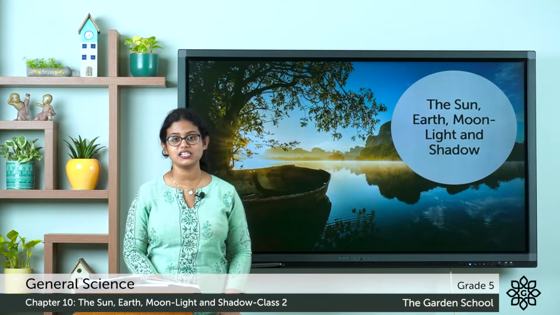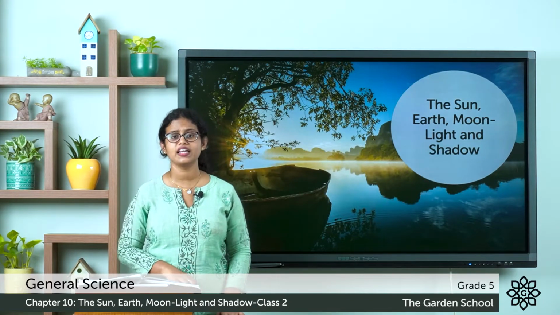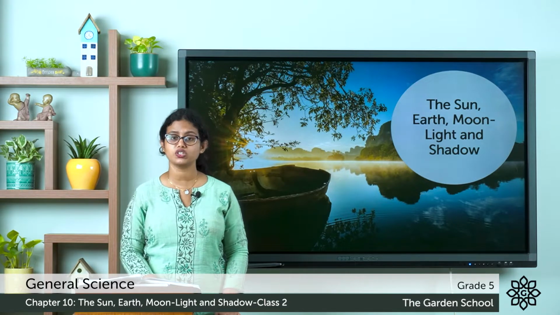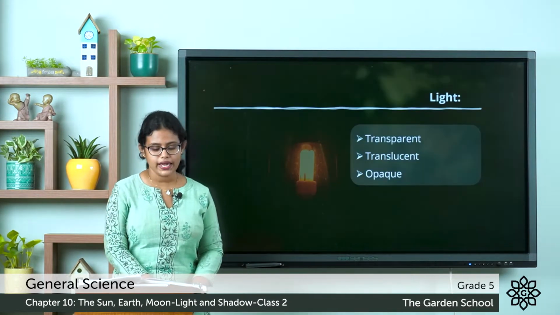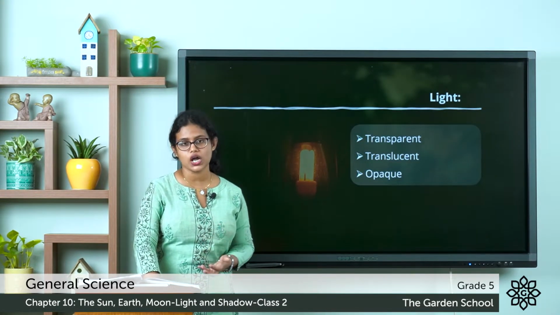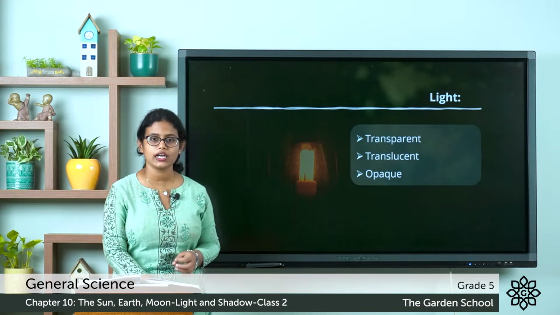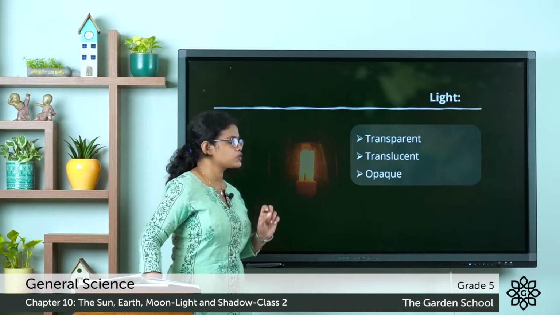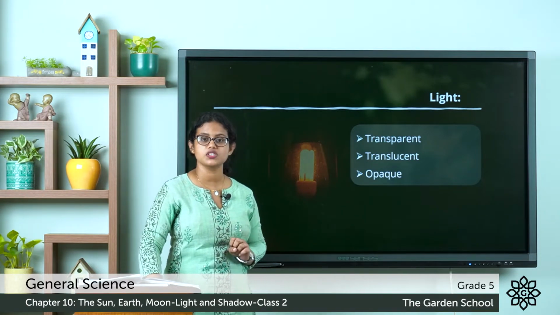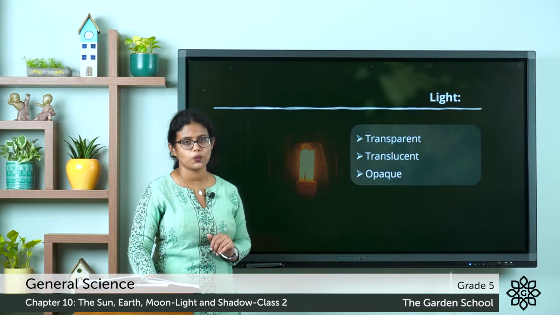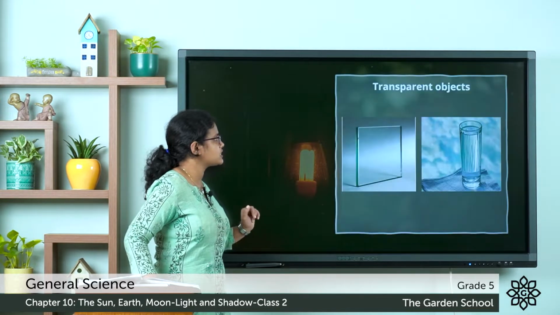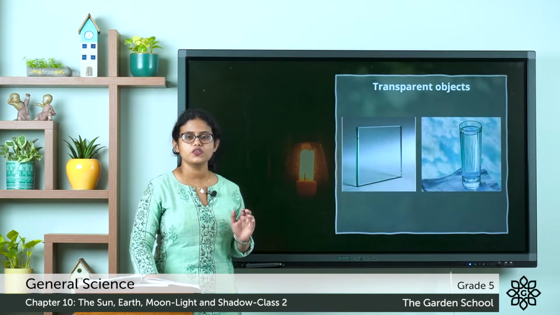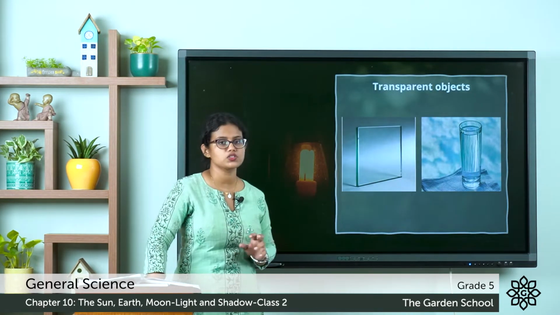Today, let's discuss the next topic, that is about formation of shadows. So, based on how objects transmit light, we can classify objects as three, that is transparent objects, translucent objects and opaque objects. So, let's discuss each of them one by one. The first one is transparent objects.